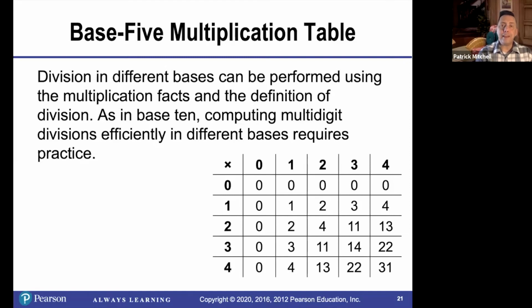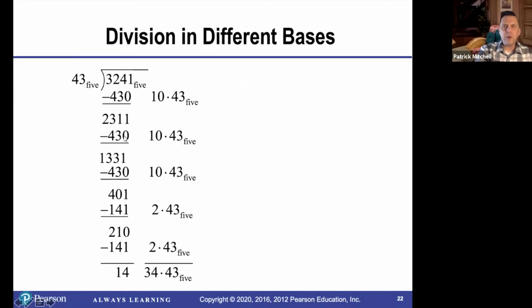And just like in base 10, computing multi-digit divisions efficiently in different bases requires practice. So here is our base 5 multiplication table, just like we were using in the last section. Here is a repeated subtraction model for division in base 5, and then we're going to look at the standard algorithm, and I'm going to switch over to my tablet to hopefully help that make a little more sense.